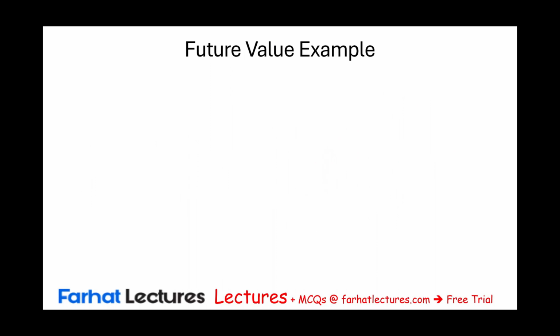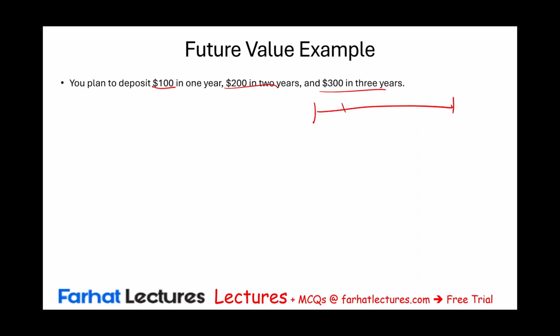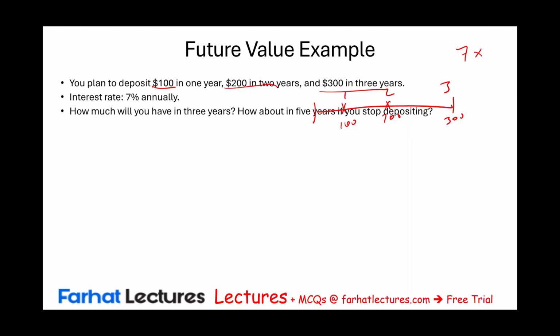Also, the future value example, you could see a problem like this. You plan to deposit $100 1 year from now, $200 2 years from now, and $300 3 years from now. So those are future value problems, but they are uneven numbers. So you're going to deposit 100, 200, and 300 in 3 years. So 1, 2, and 3. You're going to earn interest at 7%. How much will you have in 3 years? How about in 5 years if you stop depositing?